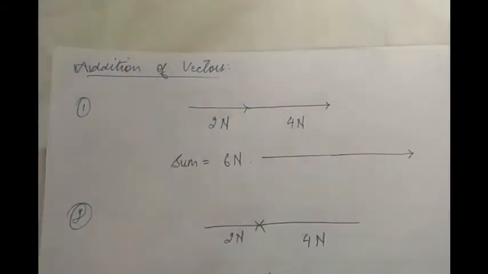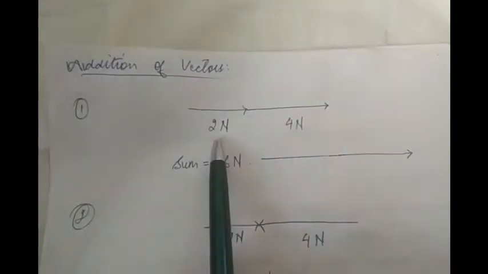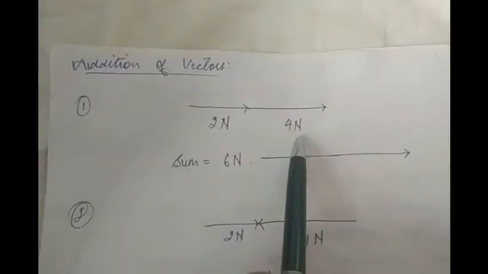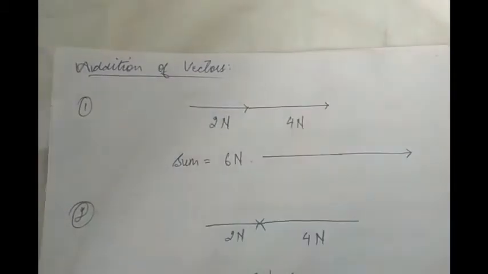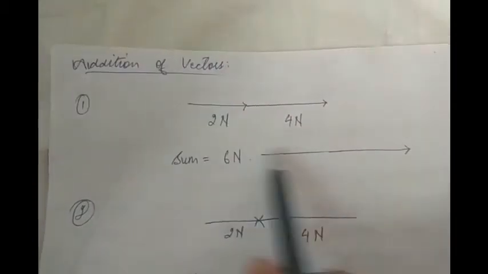Okay, say for example we have two vectors. I have given the example of two forces here, one of 2 Newton, the other of 4 Newtons. So these two forces, as you can see, are in the same direction. Okay, so what will be the sum? What will be the addition of these two vectors? The sum of these two vectors will simply be 6 Newton. Okay, and this is the vector of 6 Newton.